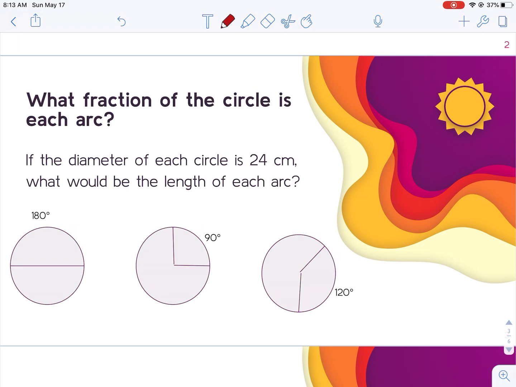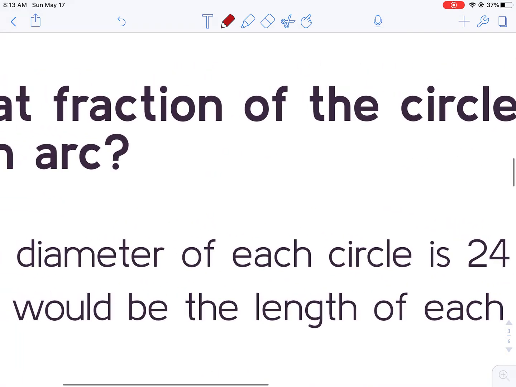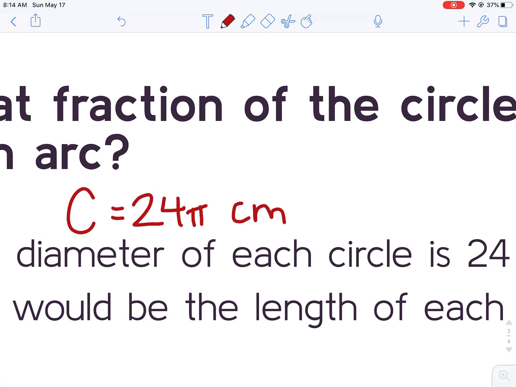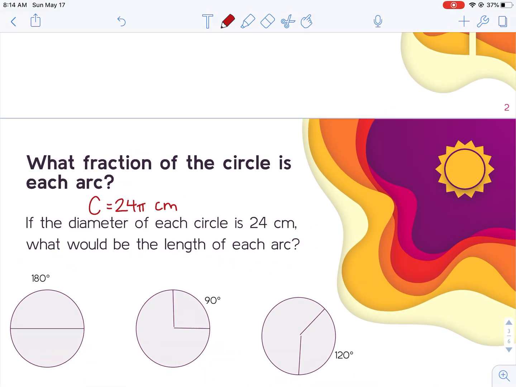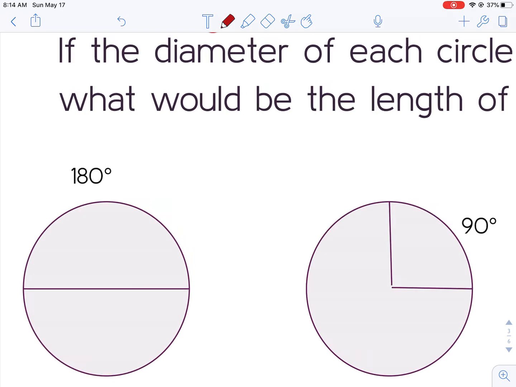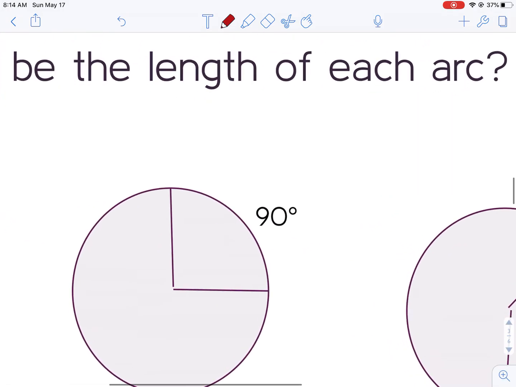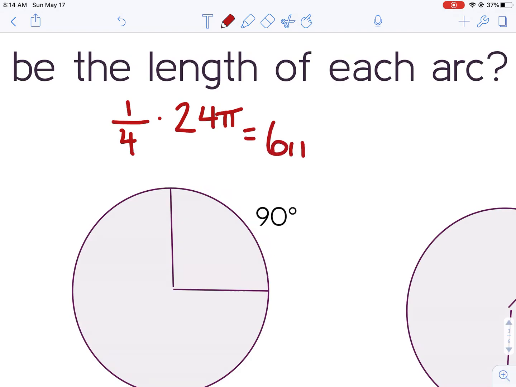So if I know the diameter is 24 centimeters, I can quickly figure out then that the circumference is 24 pi centimeters, because my circumference is just diameter times pi. If I have 180 degrees, I need half of that. So half of 24 pi, my length must be 12 pi. And if I have a measure that's 90 degrees, well, 90 degrees is 1/4 of the circle. The whole circle is 24 pi. 1/4 of 24 is 6 pi. So this length must be 6 pi.